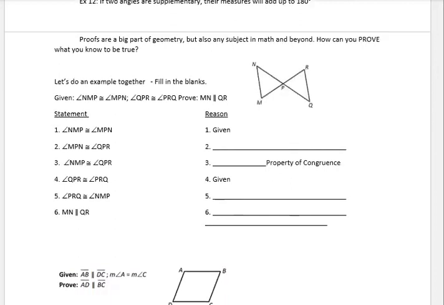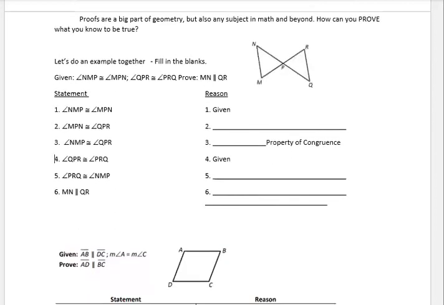So proofs are a big part of geometry, but they're also a part of any subject in math and even beyond, because you have to be able to prove what you know to be true. Anytime you're trying to convince somebody what you're saying is true, you have to back it up with some reasons. And so that's all a geometry proof is. Let's look at this first example together.